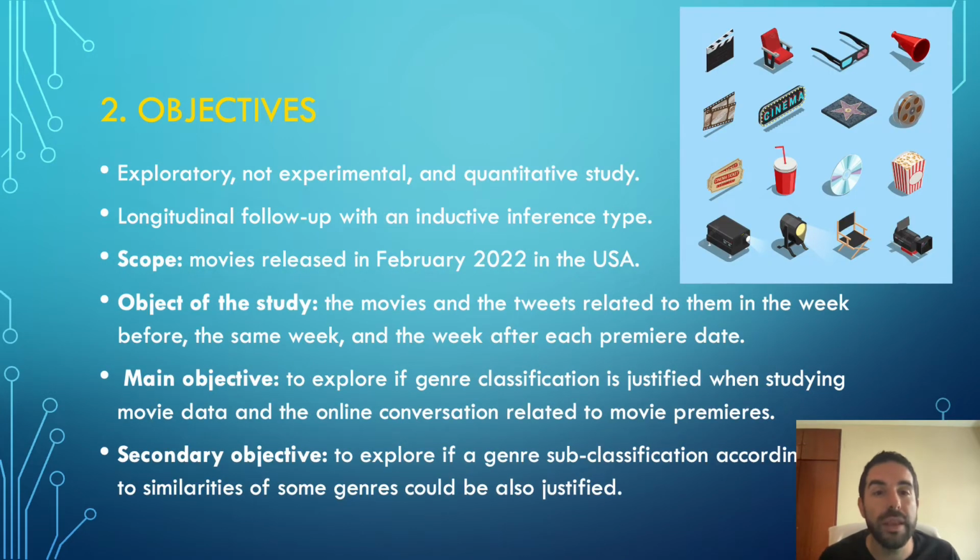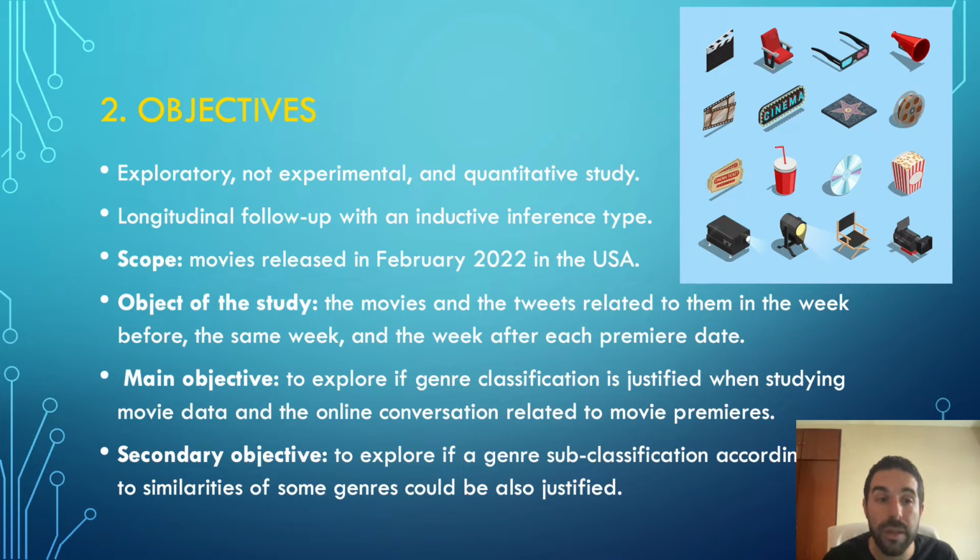The objectives of this study: this is an exploratory, non-experimental and quantitative study, a follow-up longitudinal study with an inductive inference type. The scope is the movies released in February 2022 in the United States of America. The object of the study is composed of two things: the movies and the tweets related to them in the week before, the same week, and the week after each premiere date.